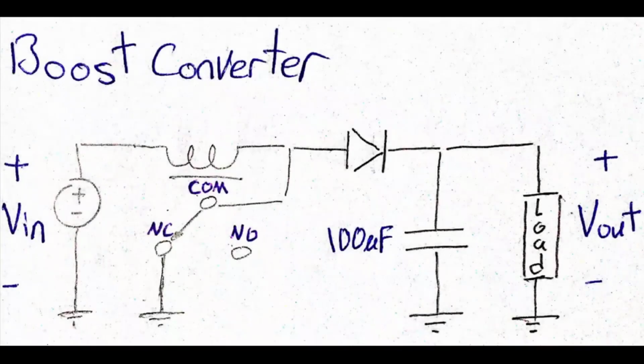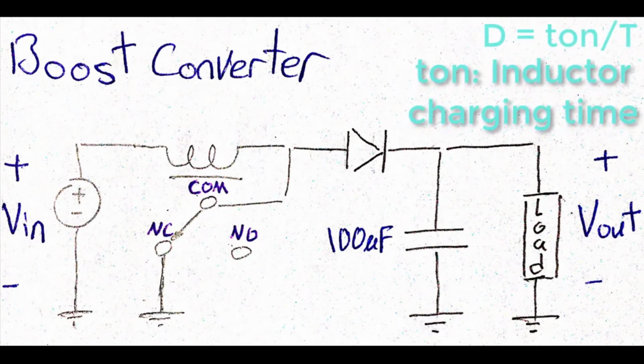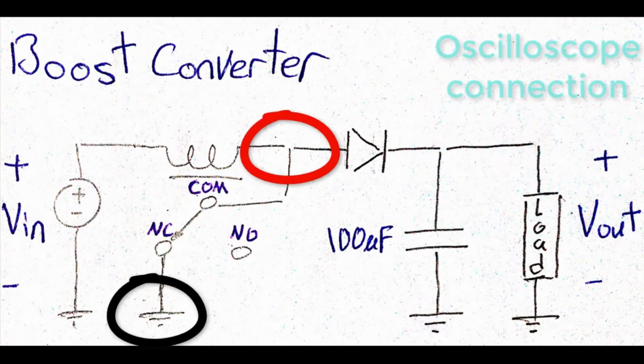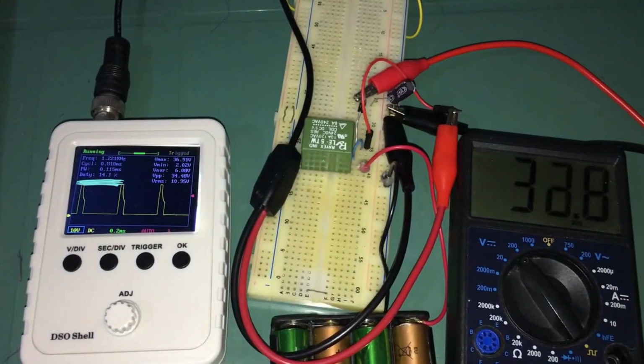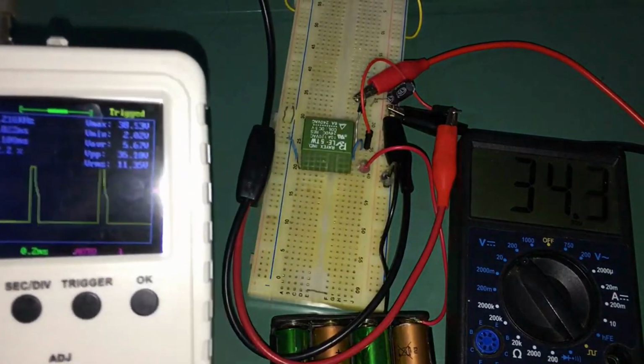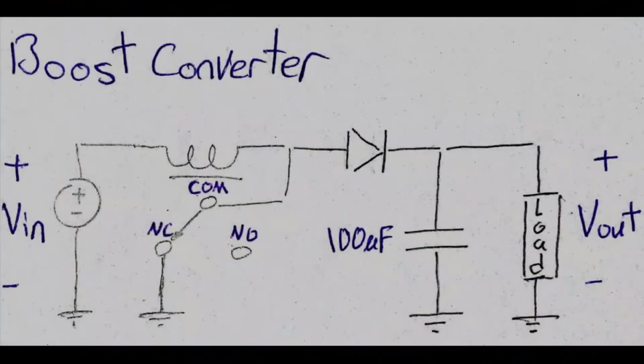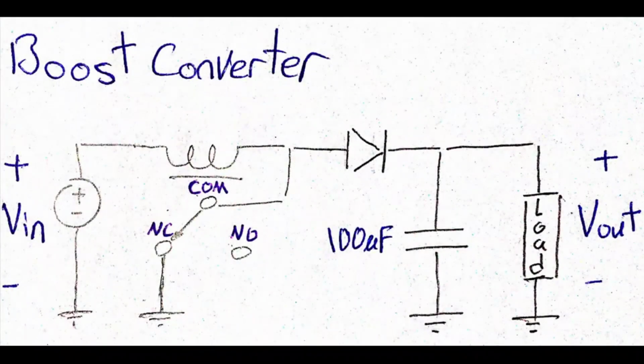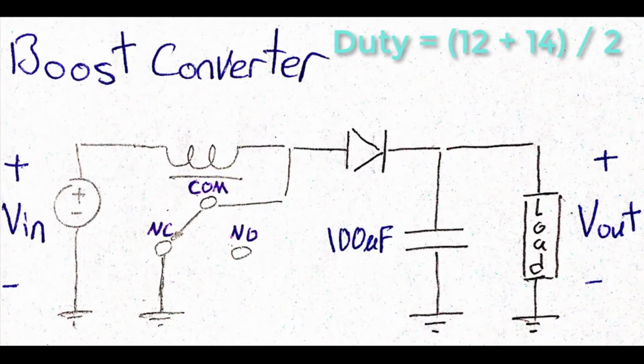In order to find out what the theory tells us about the boost converter output voltage, we have a missing parameter we need to find, which is the switching duty cycle. So to get this parameter, let's hook up the oscilloscope probes to the circuit and let's see what we can get. As we have seen, the duty cycle value was fluctuating between 12 and 14%. So I will consider 13 for my calculations.